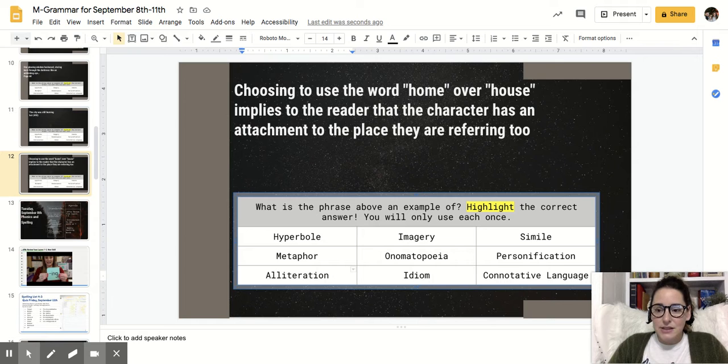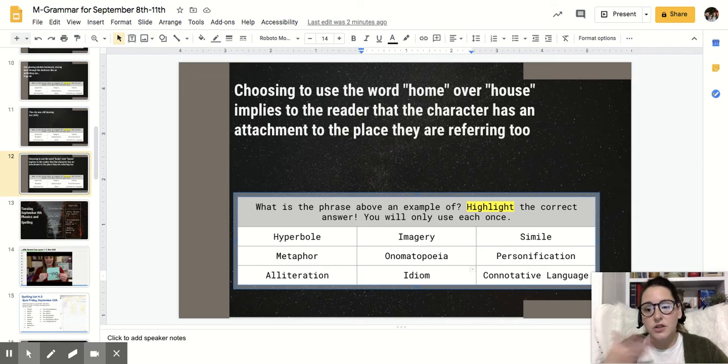Slimy slugs, slurp, slushies. Idioms are common phrases that we say. It's raining cats and dogs, that doesn't actually mean what it says, but they're common. We say them a lot. And then connotative language, like using the word home to help the reader understand that someone has a connection emotionally to a place instead of the word house, okay? All right, now we know that.